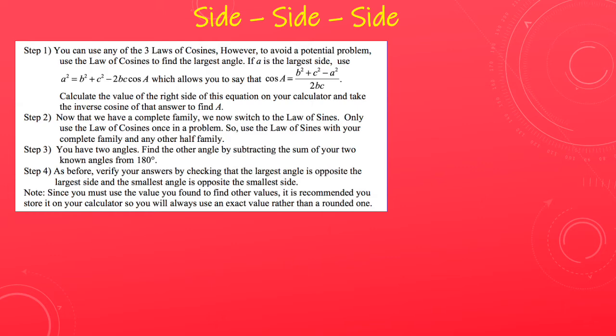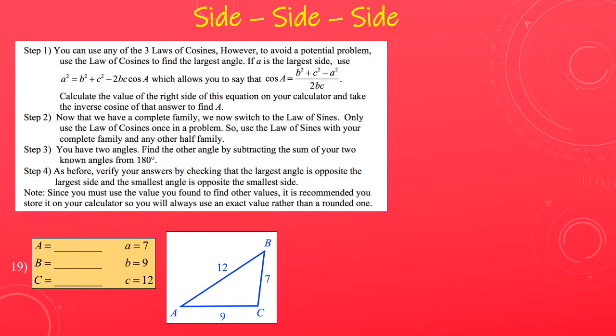Now you have two angles, and we find the other angle by subtracting the sum of the two angles from 180 degrees. Again, we verify our answer with our normal check: largest angle opposite largest side, smallest angle opposite smallest side. And as before, since we're going to use the value you find to find other values, it is recommended that you store it on your calculator so you will always be using an exact value rather than a rounded one that you typed in.